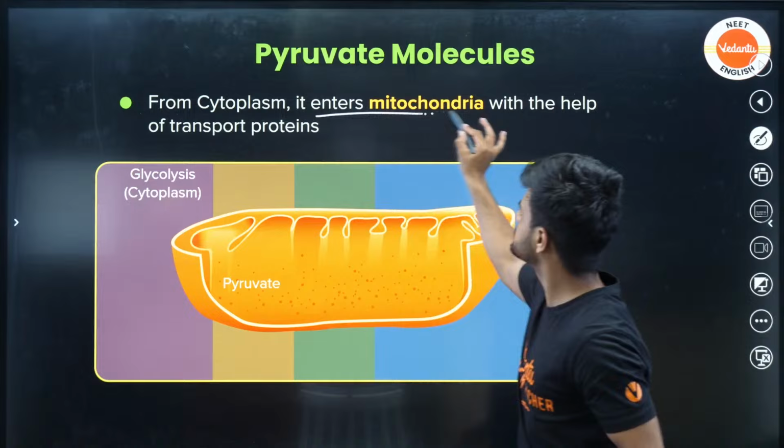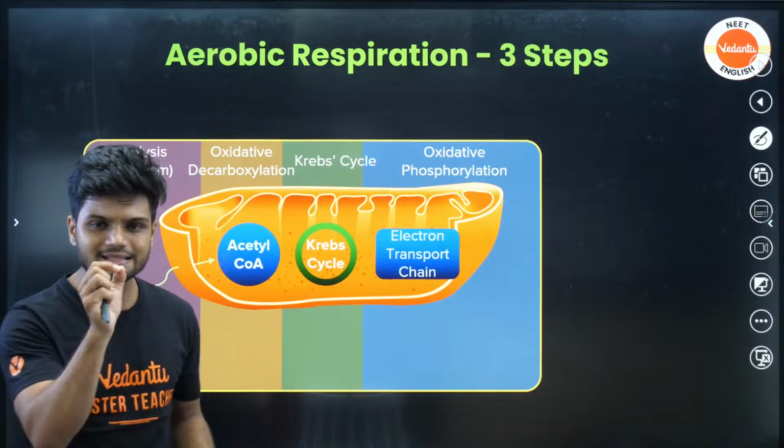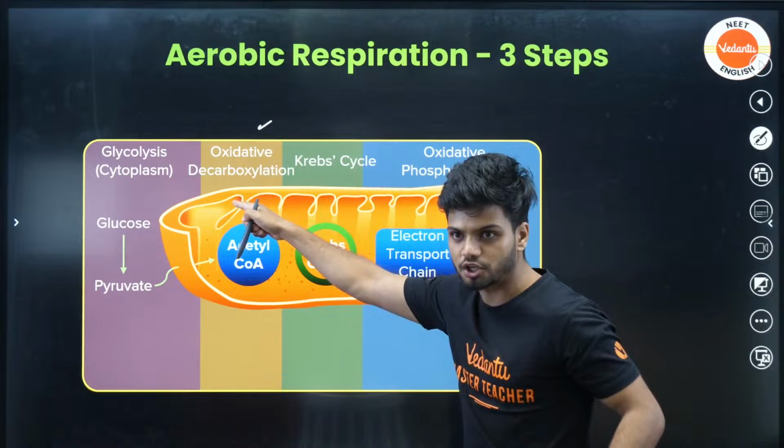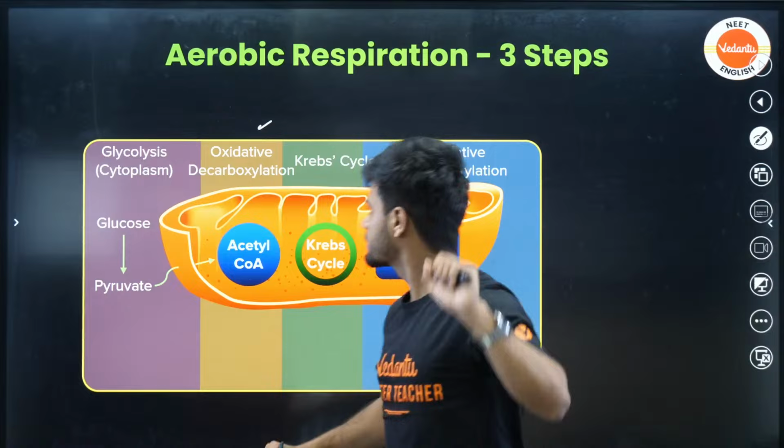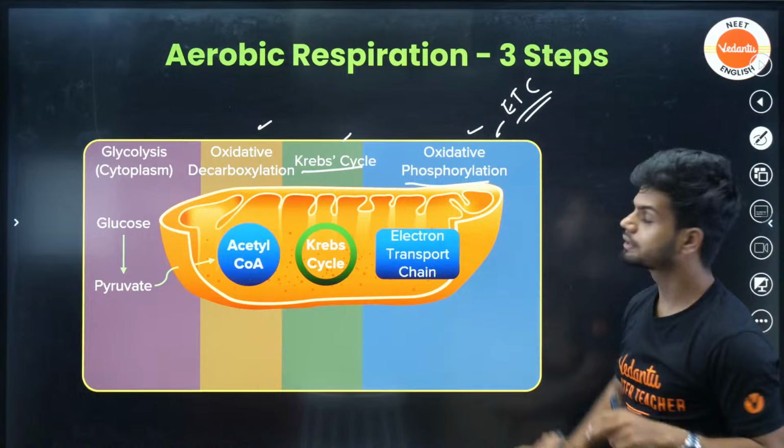So what exactly happens in mitochondria, students? Inside the mitochondria, there are three main steps. The first step is oxidative decarboxylation. The second step is your Krebs cycle. The third step is oxidative phosphorylation, which is nothing but your electron transport chain.